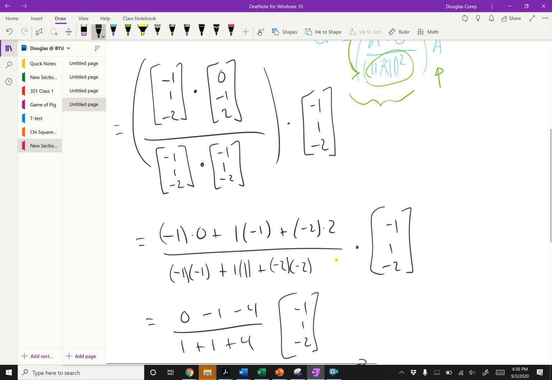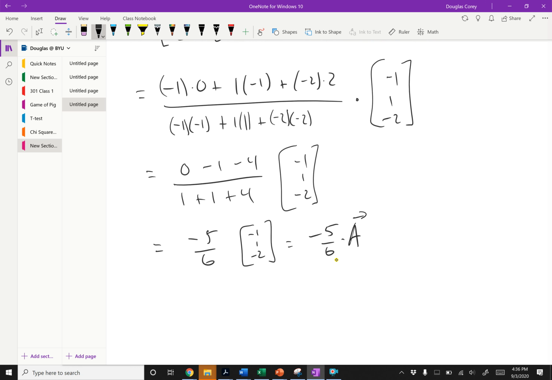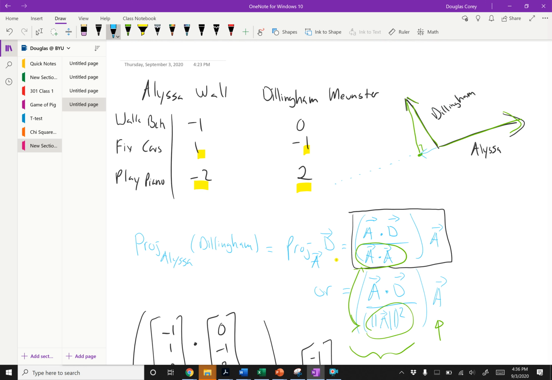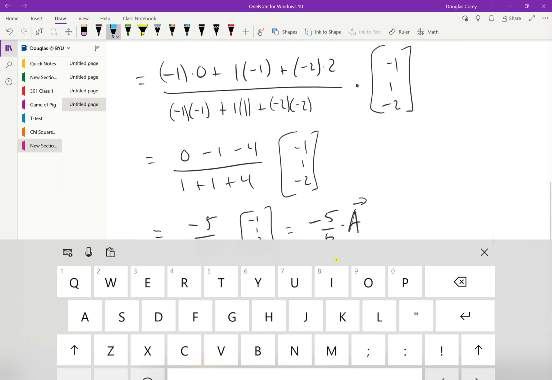So what does that mean? Well, yeah, they're not a good match. This is almost 1, so it's almost the direct opposite. The projection of Dillingham onto Alyssa ends up going about the same distance in the opposite direction. It's a minus 5/6 times Alyssa's vector. So this isn't Dillingham, must be maybe something more like that, so that when we drop a perpendicular, we end up around there. So not very good.